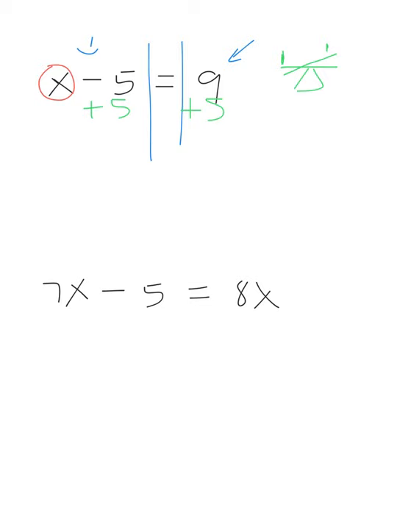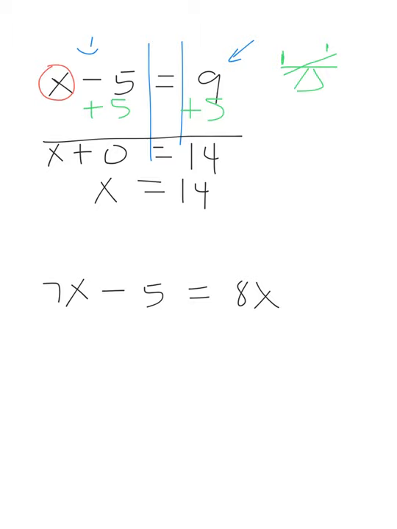So now we have our variable isolated because negative 5 plus 5, they're opposites, so in a sense they're going to give you a 0. And then we have the x all alone. It doesn't matter if you have a plus or a minus here because x minus 0 is x and x plus 0 is x. And then we have 9 plus 5 is 14. So we have x equals 14. And if you substitute 14 in for the x, you get 14 minus 5 is 9.